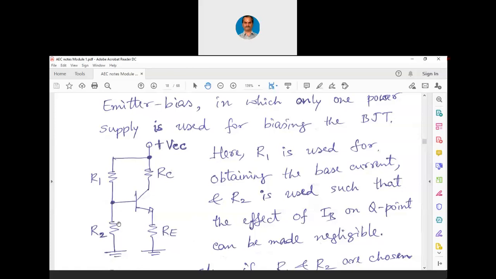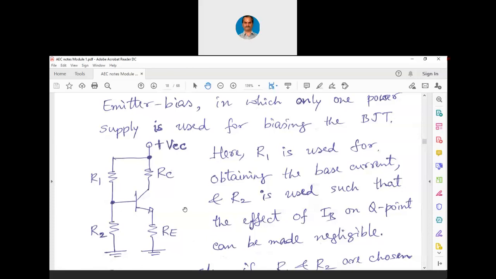Why is emitter bias called self bias? Because the reverse biasing of the PN junction happens by the current itself. That way the circuit is self biased. Whereas in this case, voltage divider bias, we are using a voltage divider network at the input side. So remember this, this is the most stable circuit out of all the three. Out of base bias, emitter bias and this VDB, this is the most stable circuit. This circuit itself is going to be used in future for all amplifier designs and oscillator designs.